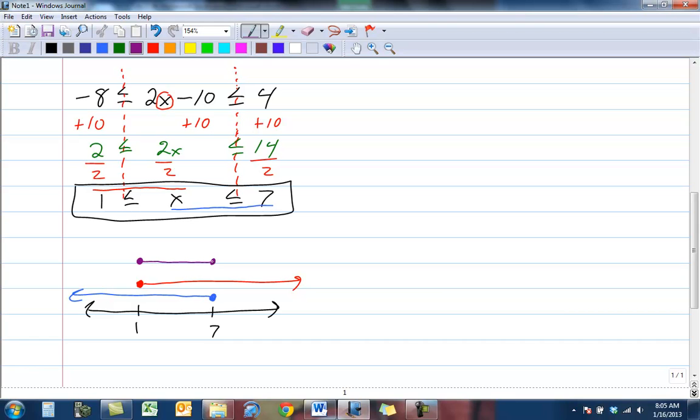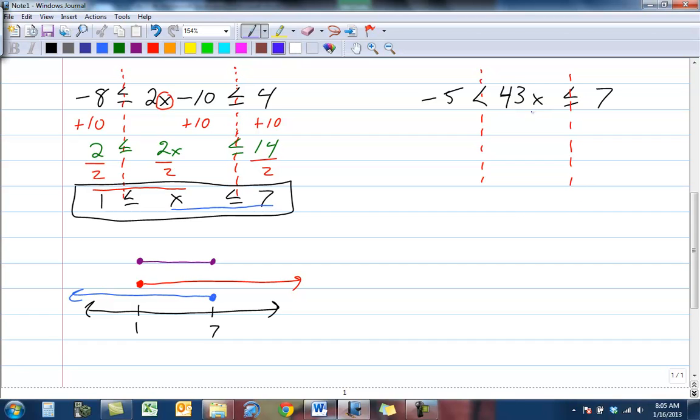All right, one more, and then I'll be done with you today. How about negative 5 less than 43x less than or equal to 7? Excuse me. All right. So I like to put my tick marks on both of these.